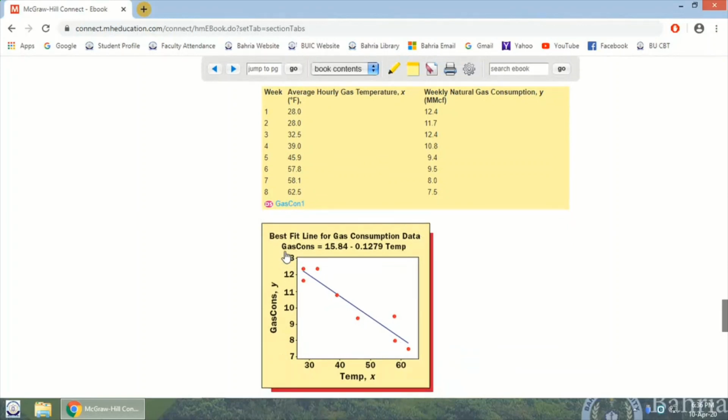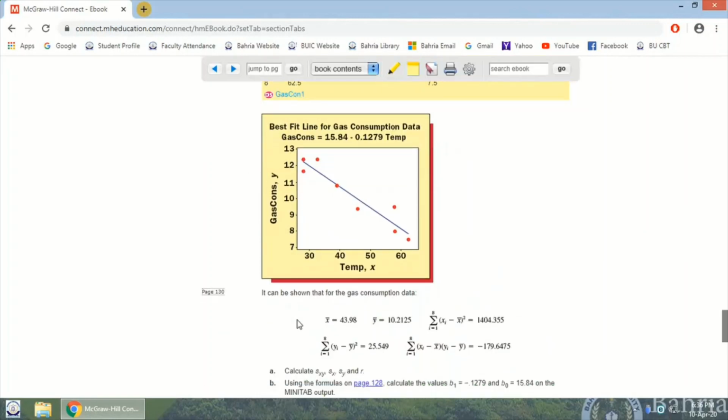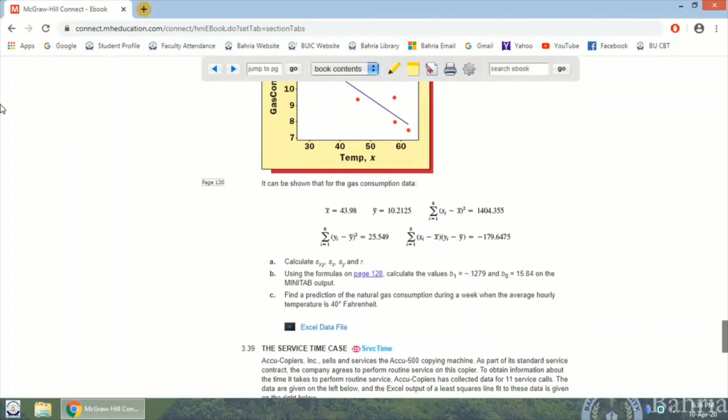Now, if you just look at this best fit line, you see this is sort of like a negative relationship, because when temperatures rise, you can see that the consumption goes down. And this is the gas consumption. They've already given to you the various values, you don't have to draw the columns and calculations. They've spared you that effort.